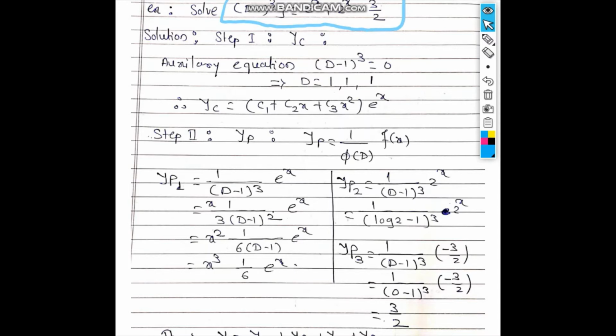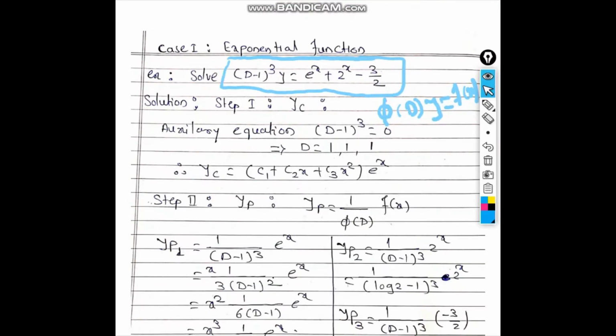Okay, so in every example, we have phi of D of y is equal to f(x) form. So equate the function of D to 0. In this case, the function of D is (D minus 1) whole cube of y equal to 0. So equate that to 0 and find the roots. In this case, 1 is repeated thrice. Remember, whenever the root is repeated, you have to write that number of times. It is a cubic equation, it should have three roots. So 1 is repeated: 1, 1, and again 1. So there are three roots.